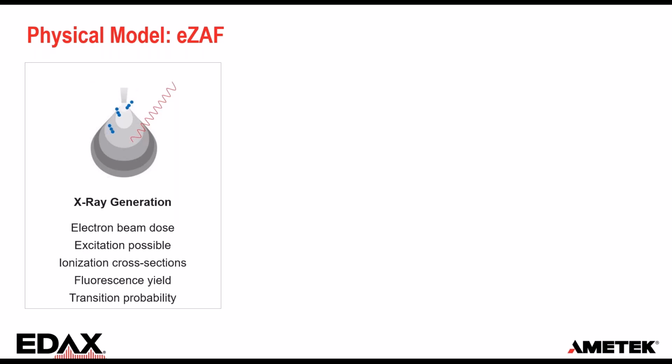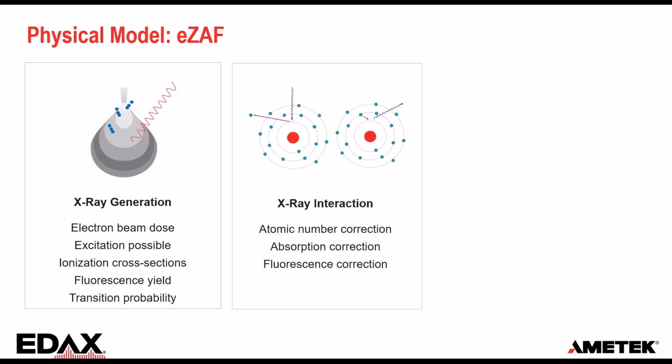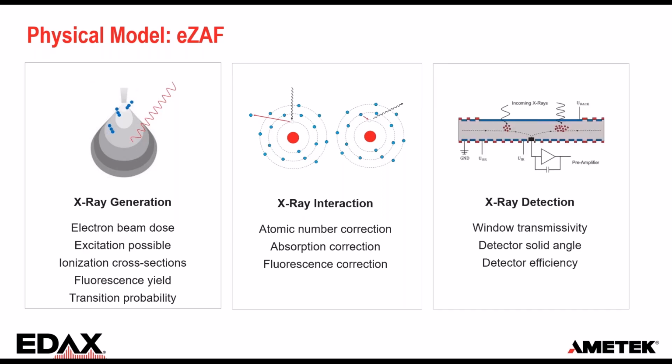Measurement time. When leaving the sample, these generated X-rays also interact with the sample itself, and the matrix correction, as it's called, has to be applied. This includes, for one, the atomic number, an absorption correction, and the fluorescence correction.